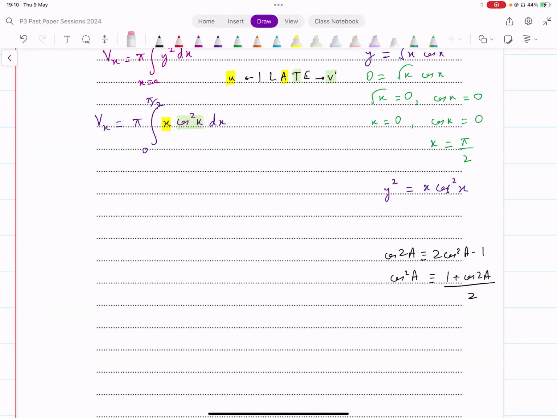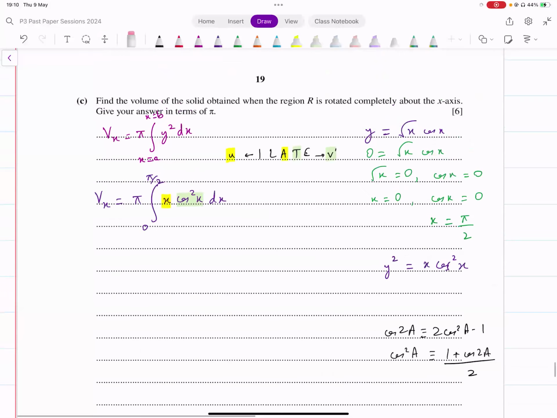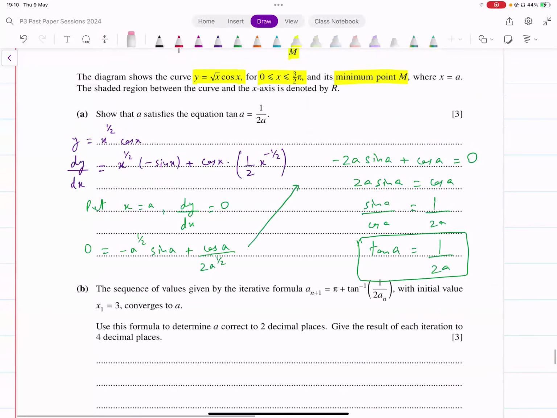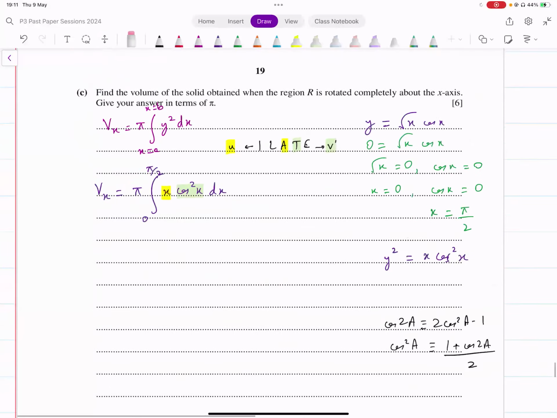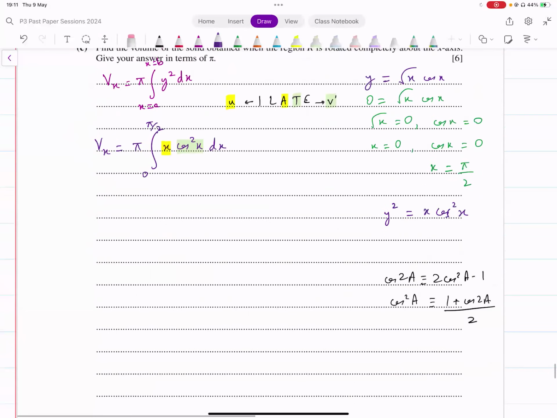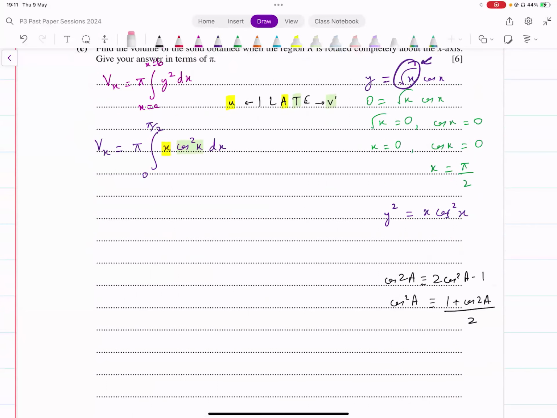Sorry, x squared cos squared x. No, it's x cos squared x because we have root x here, right? Root x squared, that is just x. That's not x squared. Okay.